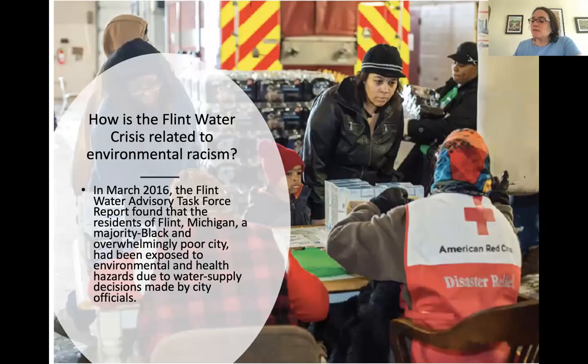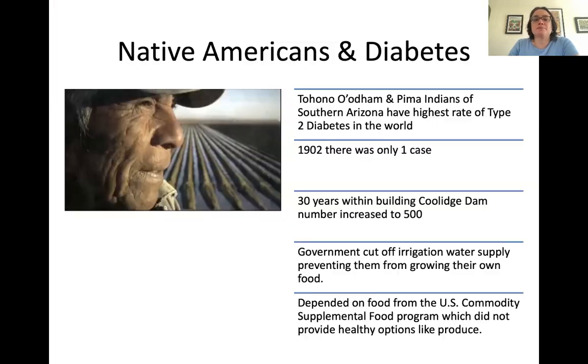The Flint water crisis might be something that you're more familiar with or have heard about, relates to environmental racism. In March 2016, the Flint Water Advisory Task Force report found that the residents of Flint, Michigan, a majority Black and overwhelmingly poor city, had been exposed to environmental and health hazards due to water supply decisions made by city officials. So again, certain decisions were made by city officials about what was okay to do to the water supply of this particular area that would not have been made for middle class, upper middle class white neighborhoods.